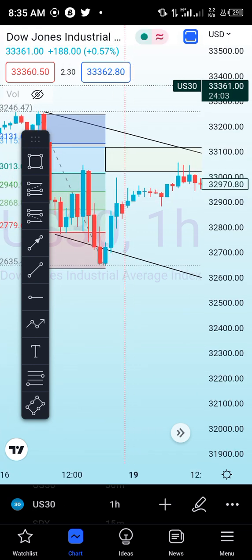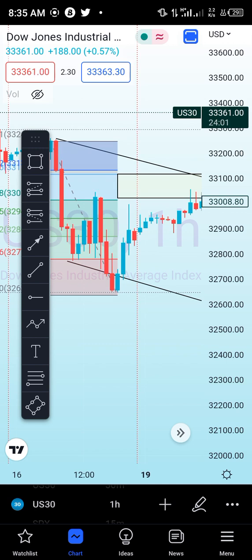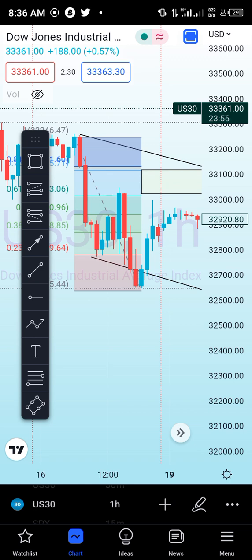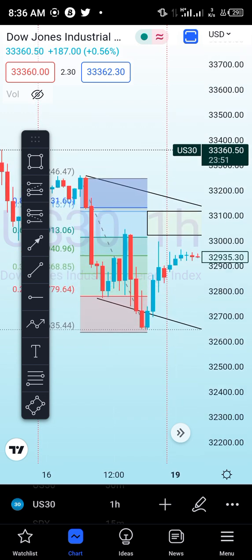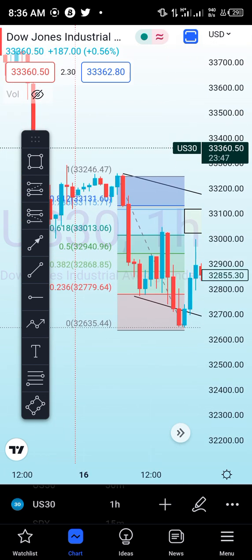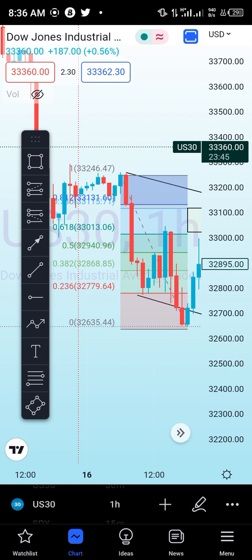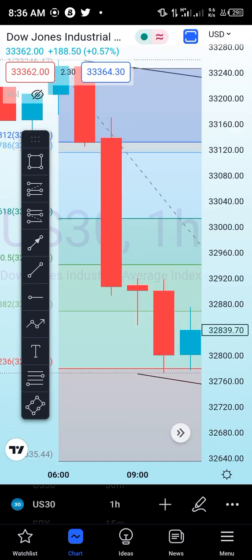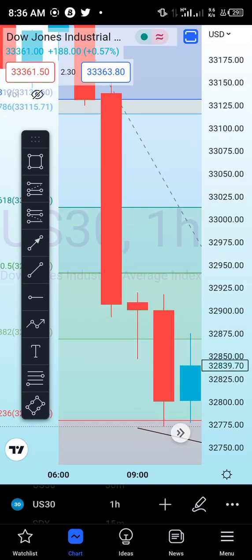Now to set your stop loss, when you are taking a retracement to the downside, your stop loss should be set right at 81.2% or 78.6%. 78.6% is just this tiny zone here. This is 78.6%, please.